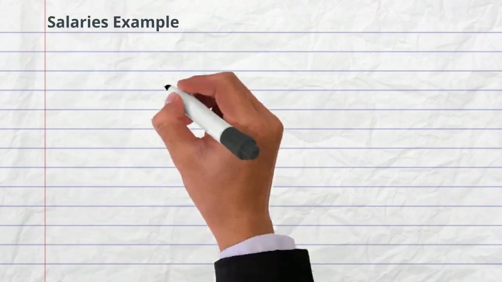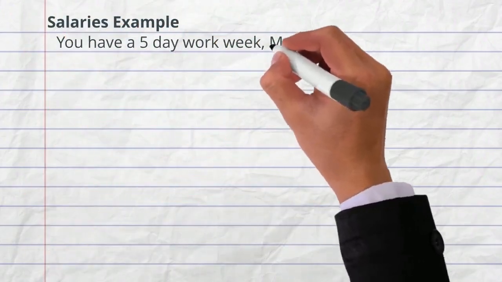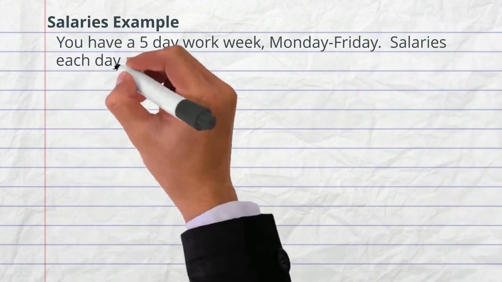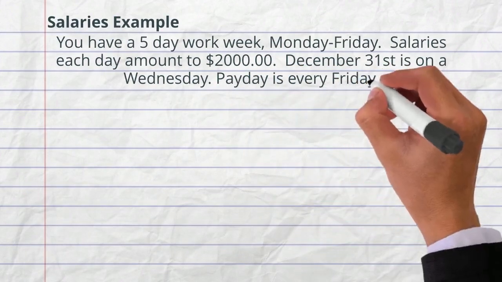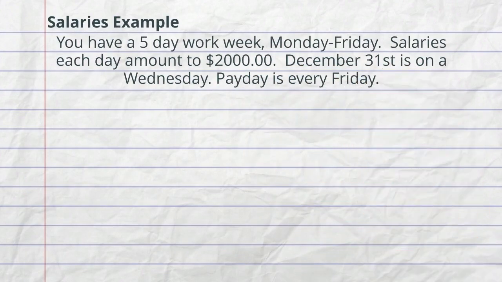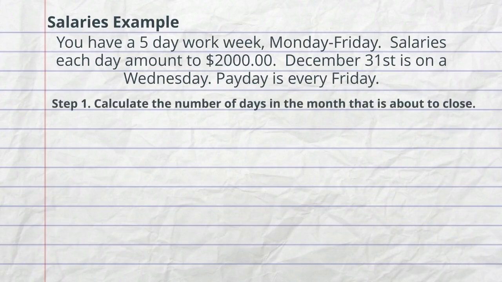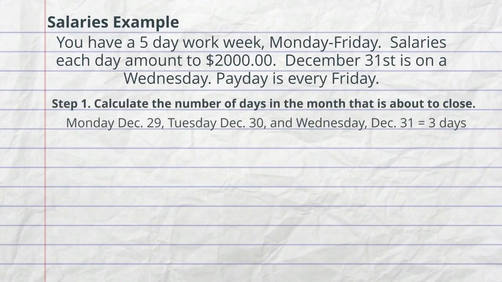Let's assume you have a 5-day work week, Monday through Friday. Salaries each day amount to $2,000. December 31st is on a Wednesday. Payday is every Friday. Step 1. Calculate the number of days in the month that is about to close. Monday, December 29th, Tuesday, December 30th, and Wednesday, December 31st are all in December, and that's 3 days.